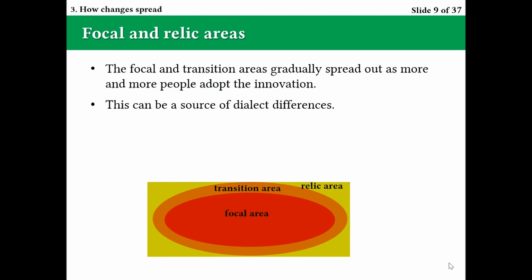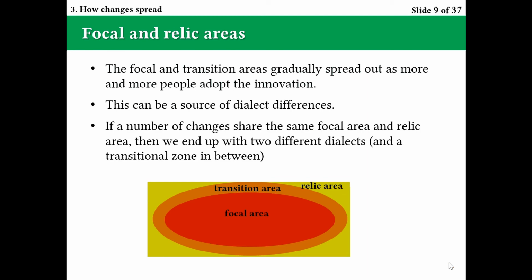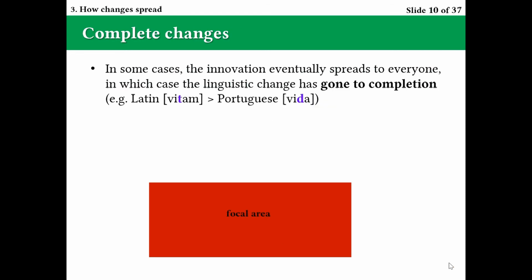This can be a source of dialect differences. So if there are a whole bunch of changes that all share the same focal area and the same relic area, then really we have two different dialects. The focal area is one dialect and the relic area is another dialect.